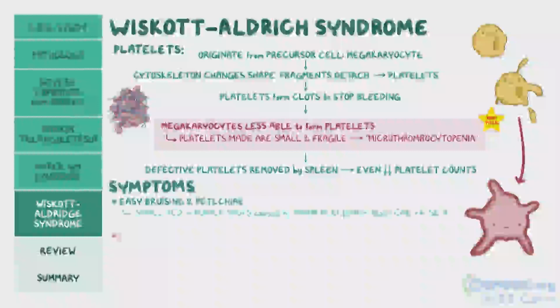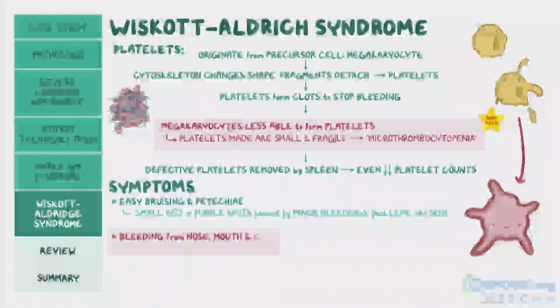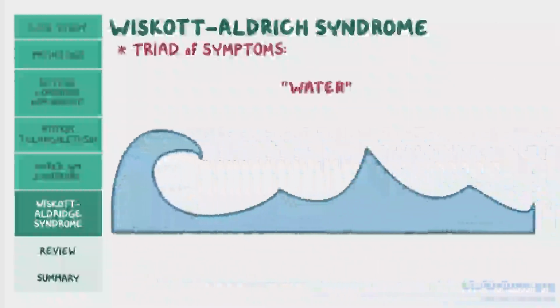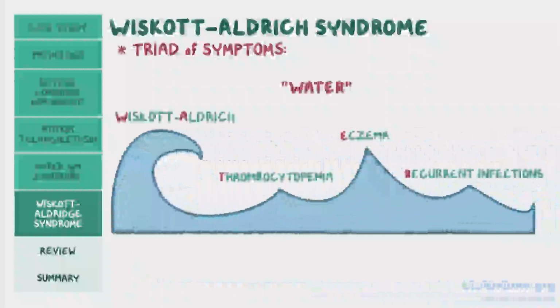Additional symptoms can include bleeding from the nose, mouth, and gums, as well as bloody diarrhea. And that is a high-yield fact. To help you remember the classic triad of symptoms in Wiskott-Aldrich syndrome, think of WATER: Wiskott-Aldrich, thrombocytopenia, eczema, and recurrent infections.